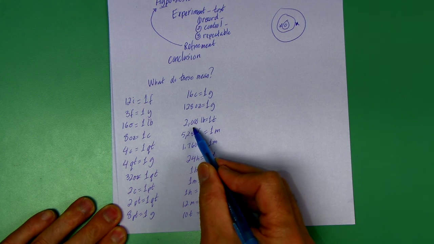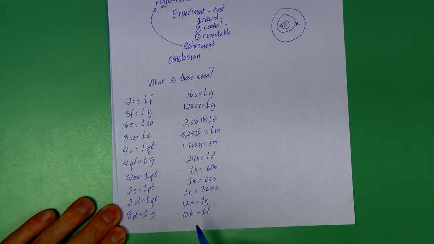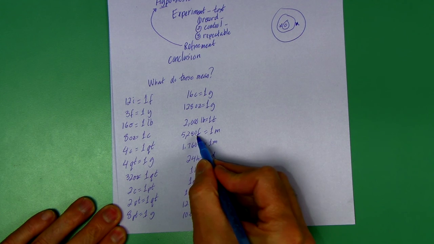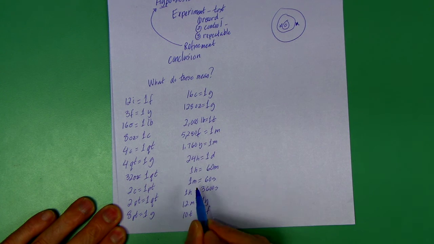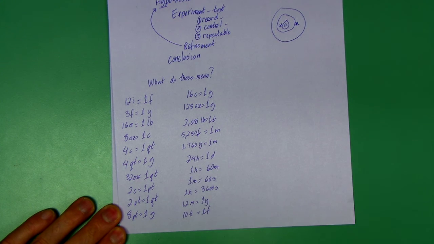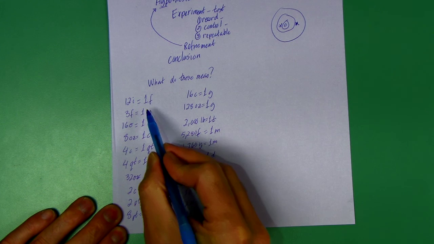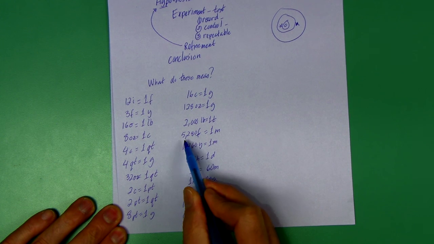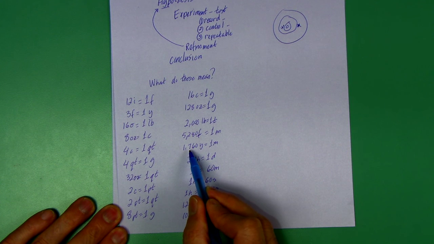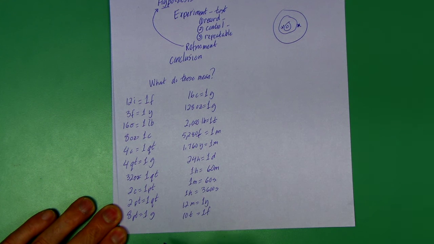2,000 pounds is 1 ton. Might want to capitalize the T in ton. 5,280 feet in 1 mile. There's 1,760 yards in 1 mile. So based on this and this, you probably figured out that 5,280 divided by 3 is 1,760, right? Because there's 3 feet in every yard.